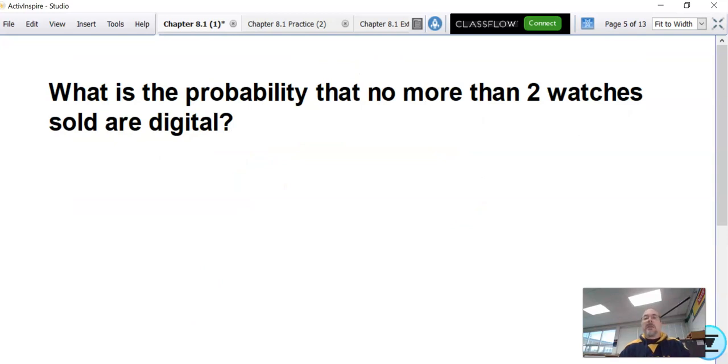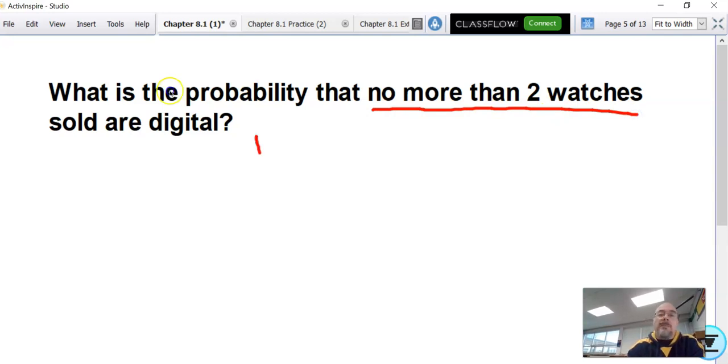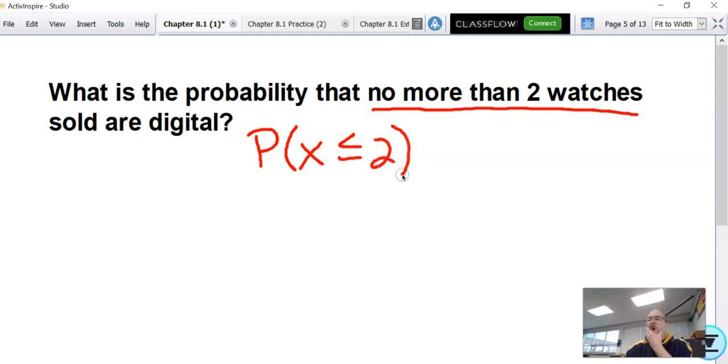All right, now this one says, what's the probability that no more than 2 watches sold are digital? Ooh, okay, the last one was exactly 2 were sold. All right, this one is no more than 2. Well, how does that change it? Well, that means the probability that X again is representing the number of digital, no more than 2 would be less than or equal to 2. Oh, okay, well, what does that mean?